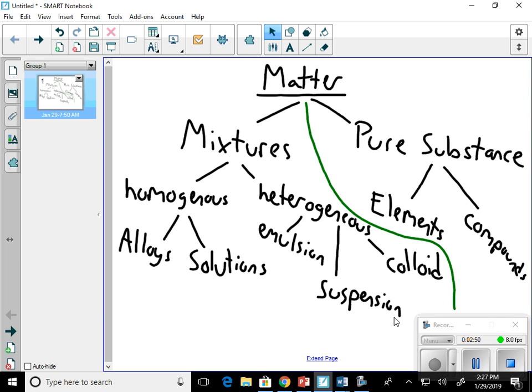A suspension is going to be when you have a solid mixed with water or any other liquid, I suppose, but it's not able to stay mixed. So what happens is the solid will usually settle to the bottom. An example I like to give of that is if you've ever gone to a place that has a beach cabin, they might have a pail of water outside the cabin for you to rinse off your feet before walking in to get all the sand off. That sand all ends up at the bottom of the bucket. It does not actually mix with the water.